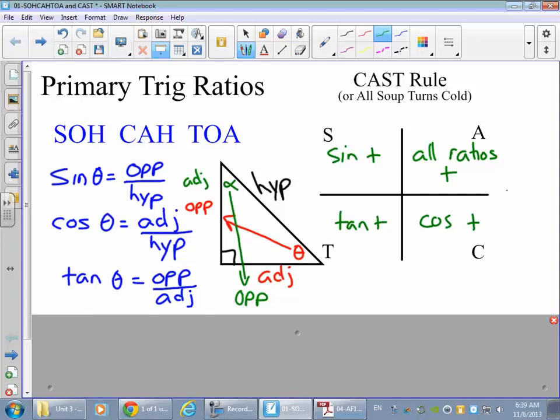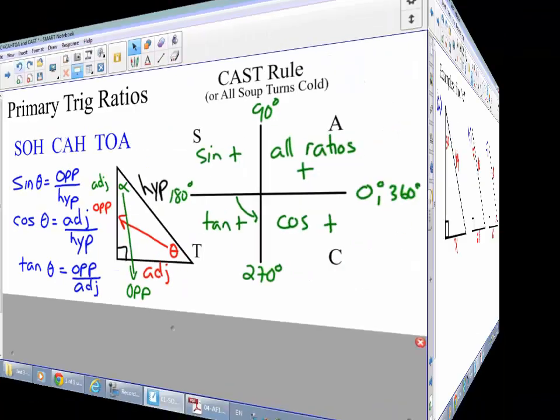When we talk about quadrants, we're talking about if we were to graph our angles around a circle. Anything between 0 and 90 will always give us a positive ratio. Anything between 90 and 180 will give us a positive ratio for sine, but negative ratios for the other two. Anything between 180 and 270, tan is positive only, and anything between 270 and 360 will give us cosine positive.